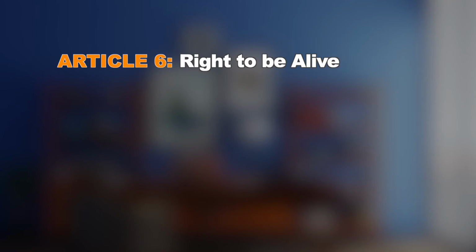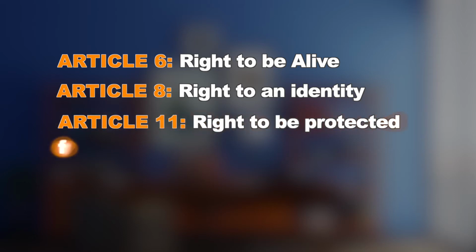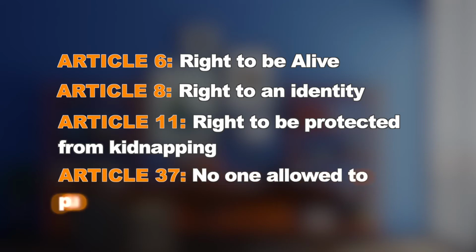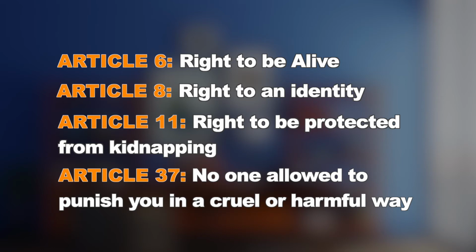For example, I have Article 6, which is the right to be alive, Article 8, the right to an identity, Article 11, the right to be protected from kidnapping, and Article 37, which says no one is allowed to punish you in a cruel or harmful way. The activity from there is for you to identify for me which ones are survival rights in those rights that I've mentioned. Thank you very much.